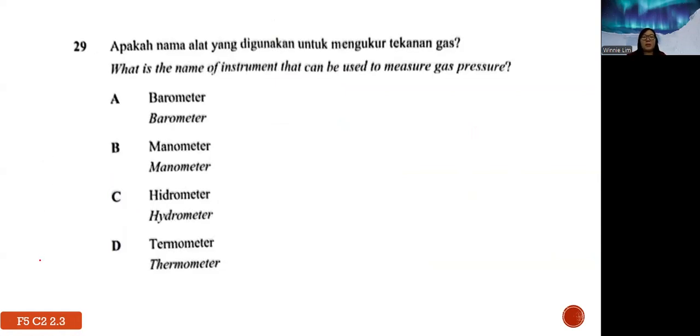29. What is the name of the instrument that can be used to measure gas pressure? So we can actually use the manometer. Barometer is used to measure atmospheric pressure. Hydrometer is used to measure the density of fluid. Thermometer is for temperature. Manometer is for gas pressure.